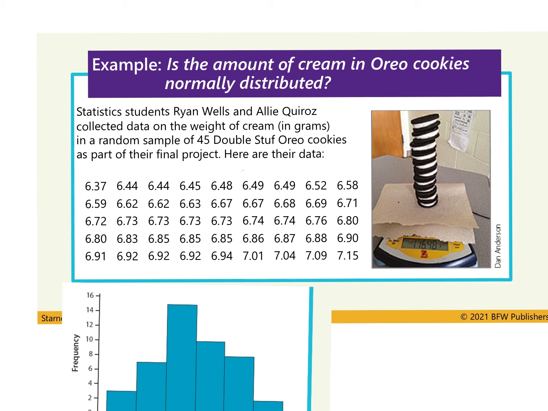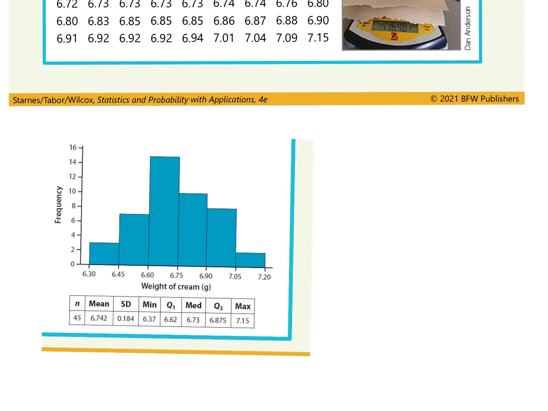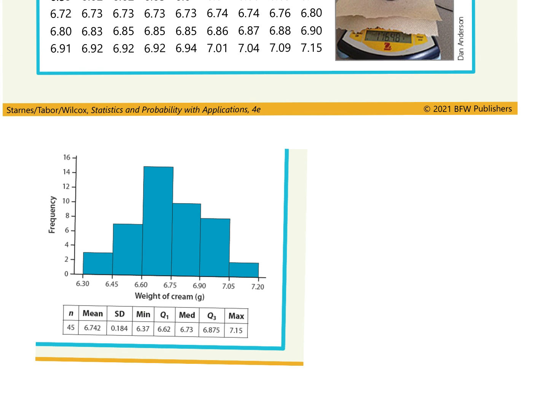So, is the amount of cream in Oreo cookies normally distributed? Two statistics students, Ryan Wells and Ali Quiroz, collected data on the weight of cream in a random sample of 45 double-stuffed Oreo cookies as part of their final project. Here's the data. Here's also a histogram of the data and the summary statistics.